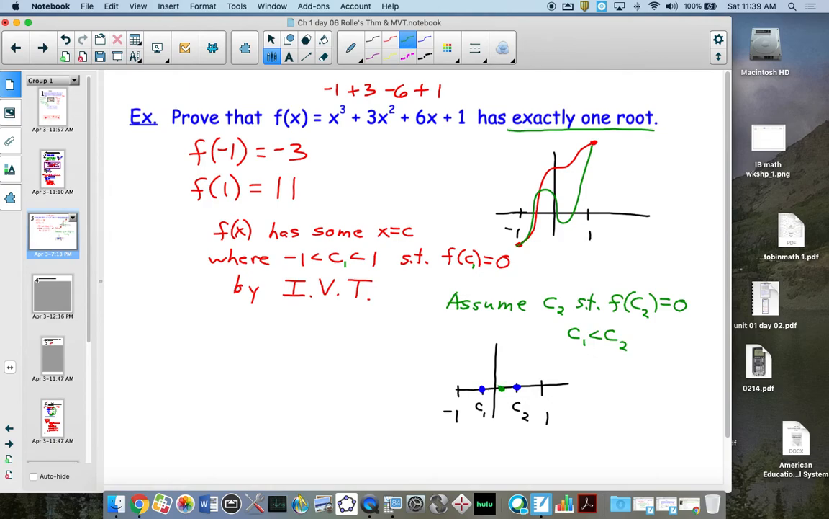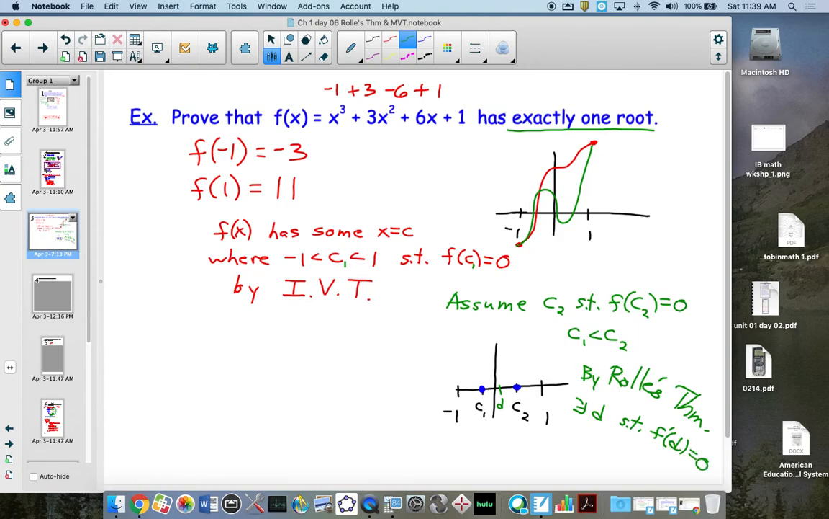between c sub 1 and c sub 2. Oops, I didn't mean to draw a point. There's some other value, maybe I should call this x sub 1 and x sub 2. There's some other value where the derivative at that value equals 0. I'll just call this, I don't know, d. So by Rolle's theorem, there exists a d such that f prime of d equals 0.